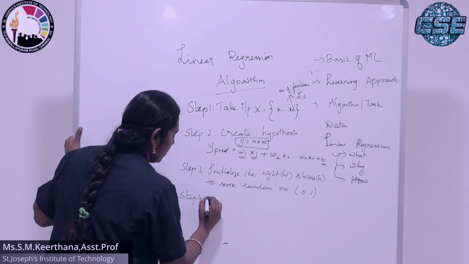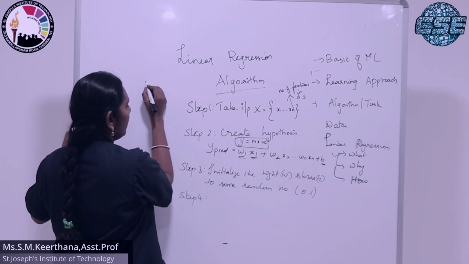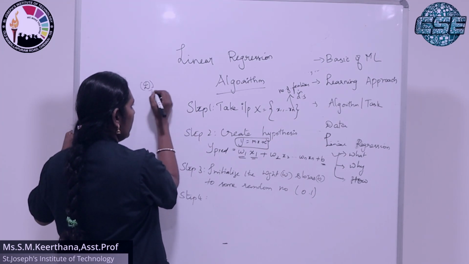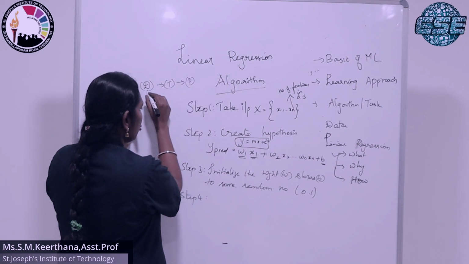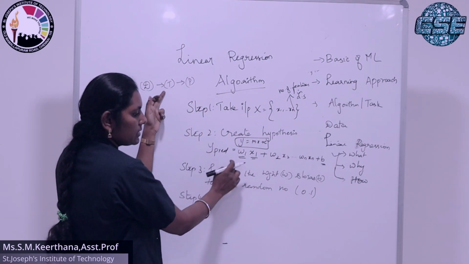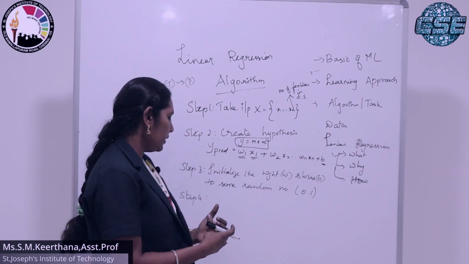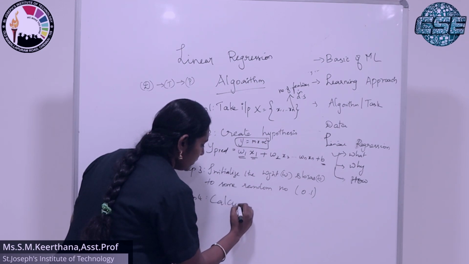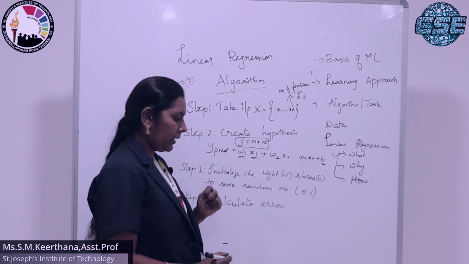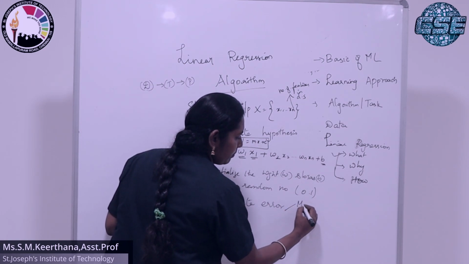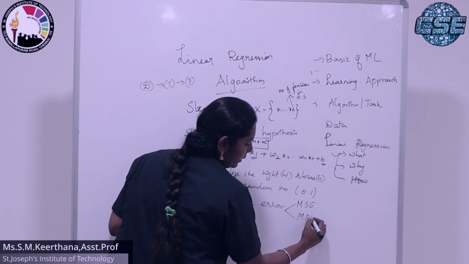Next, step 4. We all know, while we are learning the basics of machine learning, what we have done? We have given the input data to do some task and then we have measured its performance. Here my input is x. The task is to do the prediction. Then performance. I have to evaluate my model now. So I am calculating the error. In linear regression, we have two types of error. One is the mean square error and another one is mean absolute error.